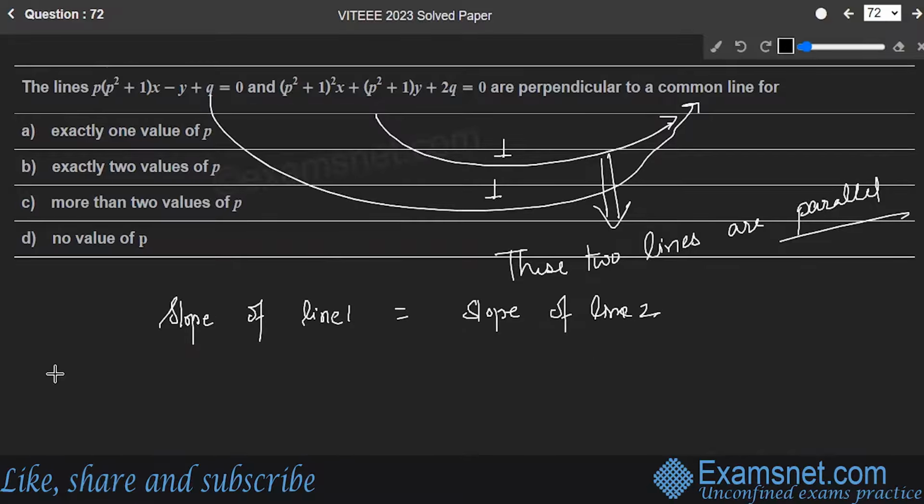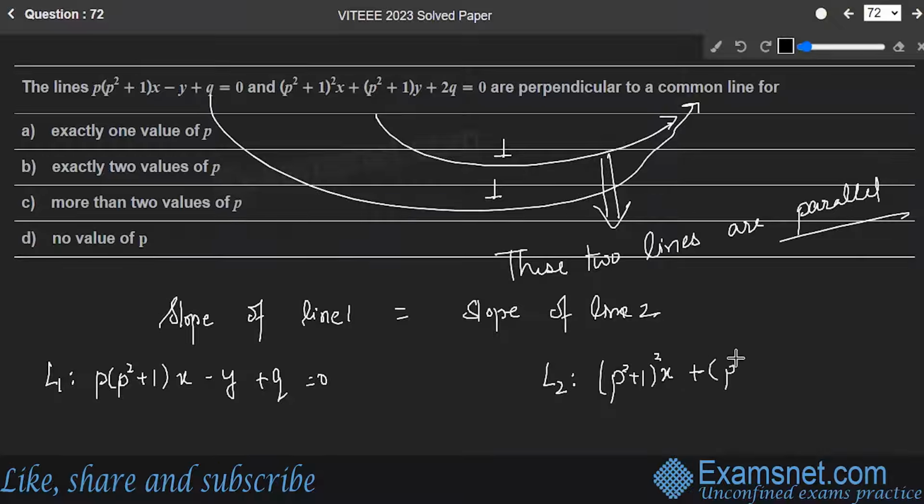Right. So let's pick up the first line, which is given by p(p² + 1)x − y + q = 0. And the line L2 is given by (p² + 1)x − p²y + 2q = 0.